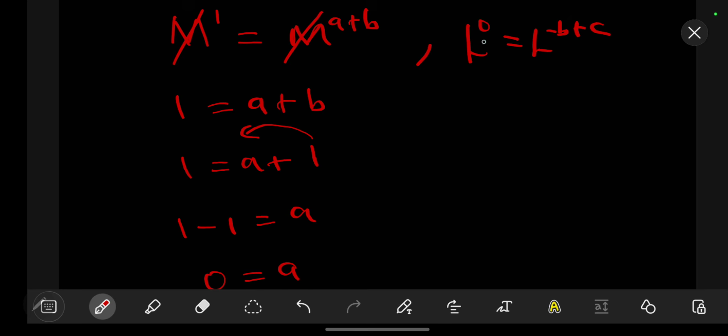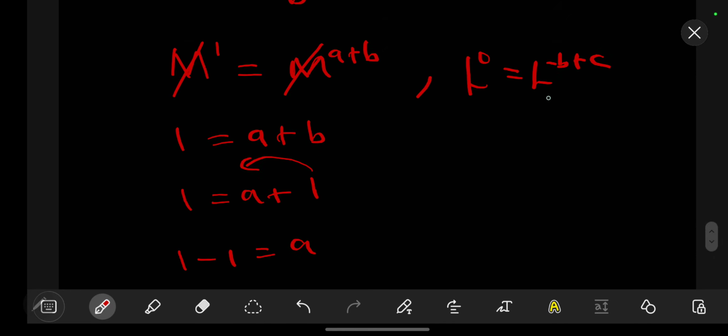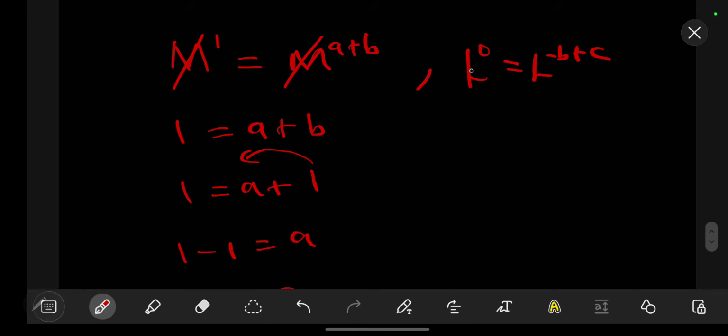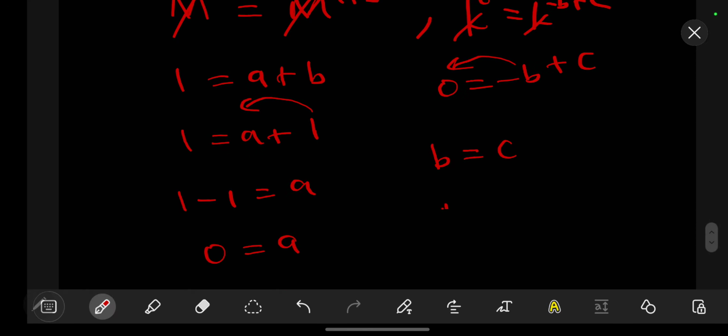Doing the other one, for L should be equal to L to the power negative b plus c. So we are going to cancel this and equate the power. So we have 0 should be equal to negative b plus c, like that. What we want is the value of c. So c is equal to, we take the b this side, it will be positive b should be equal to c. And we know that b is equal to 1. So we are going to put 1 should be equal to c, like that.